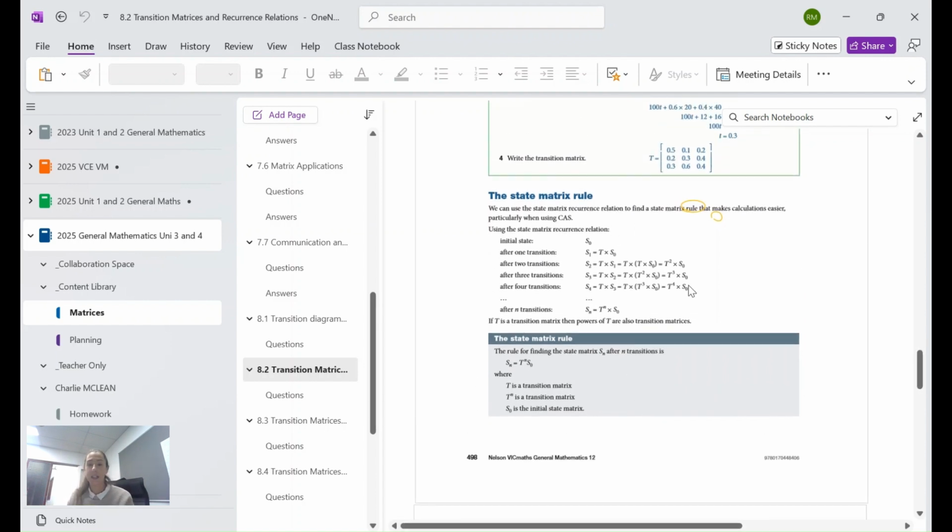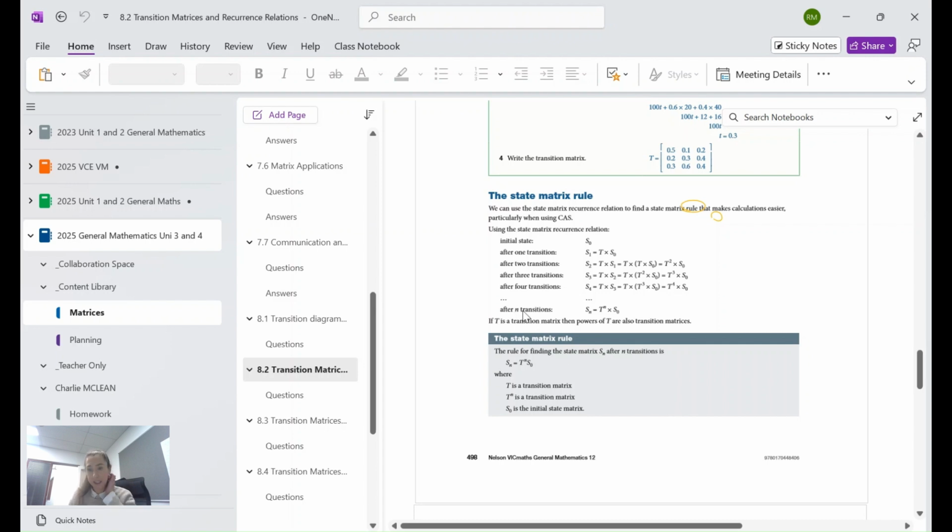We are going to use our calculator for this. We're not going to be required to do it by hand, but you need to understand what the rule is and how to use it appropriately. Okay, so the initial state is still S0 where they started. So after one transition, that would be S of 1. So after one transition, S of 1 equals the transition matrix times that previous value. Okay, so after 2, we know that we've got this. So this is using that recurrence relation. How do we do it?